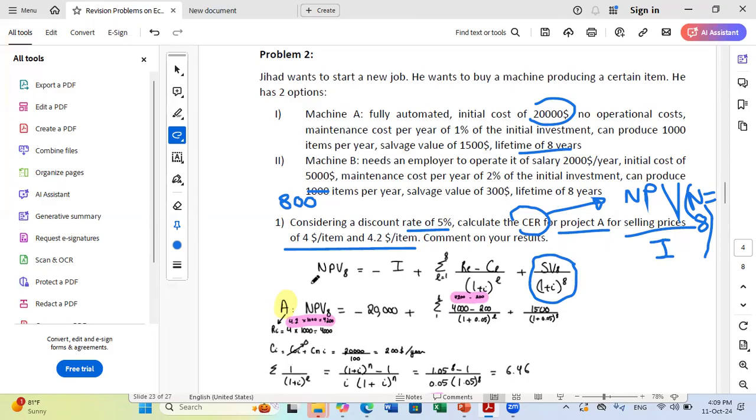Okay, so now once we set the formula, we need to replace our parameters. So first, the initial cost is given. It's equal to income. They said that it can produce 1,000 items per year. And we are investigating two different prices. So first, we need to consider a price of $4 per item. In this case, the income per year, Ri, is equal to 4 times 1,000.